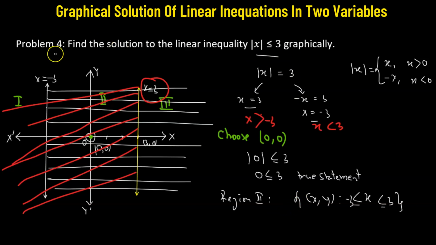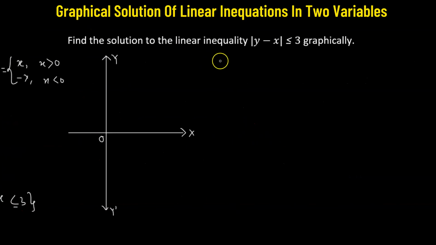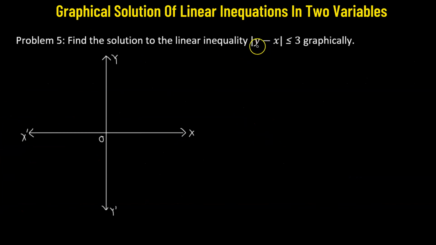Let us do one more problem that is going to help us understand this idea when we have an overlap of solutions. This time we have the inequality: the absolute value of y minus x is less than or equal to 3. We first have to consider the equation, where the absolute value of y minus x equals 3.